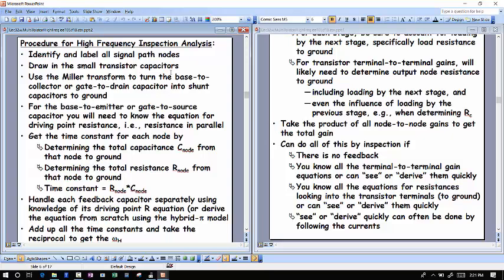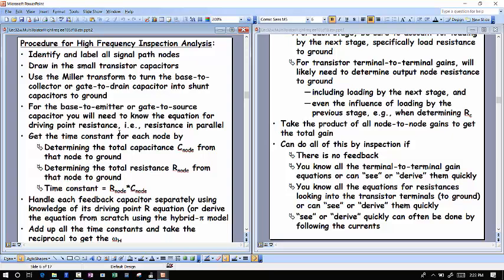You identify and label all the signal path nodes. You draw in the small transistor capacitors. So that's C mu, C pi, or CGS, CGD, those types of capacitors. Use the Miller transform to transform any feedback capacitors. Well, not any feedback capacitor, just the feedback capacitor from base to collector or gate to drain into two shunt capacitors. Okay? And then for base to emitter or gate to source capacitance, we can't really handle that.